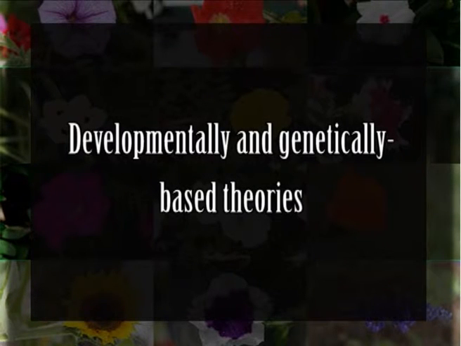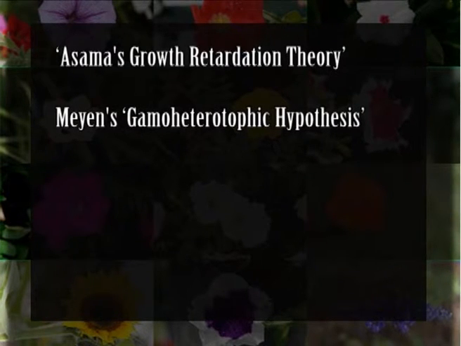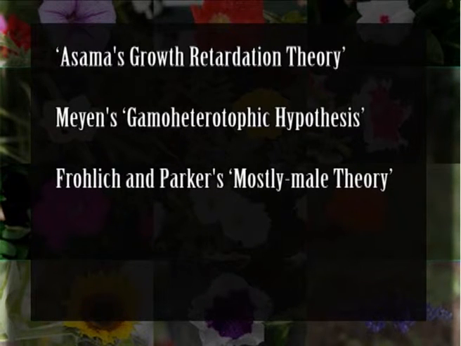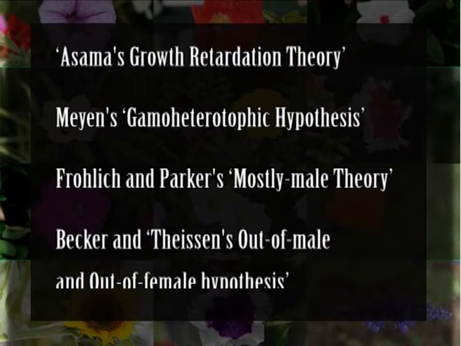Developmentally and genetically based theories. Ideas on the origin of angiosperms based on evidence from the study of ontogeny of seed plants include Asama's growth retardation theory, Mayon's gamoheterotrophic hypothesis, Froelich and Parker's mostly male theory, and Becker and Theissen's out of male and out of female hypothesis. The out of male and out of female hypotheses are based on a floral homeotic protein quartet model and evolutionary development of pollen-bearing and ovule organs of the cone axis.